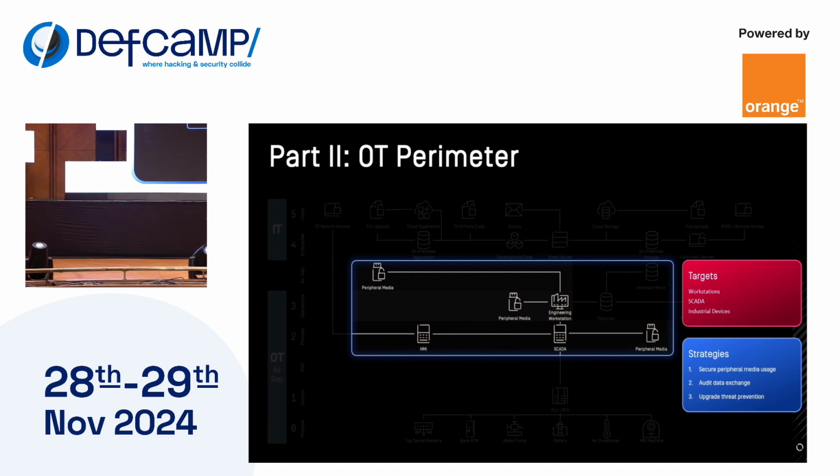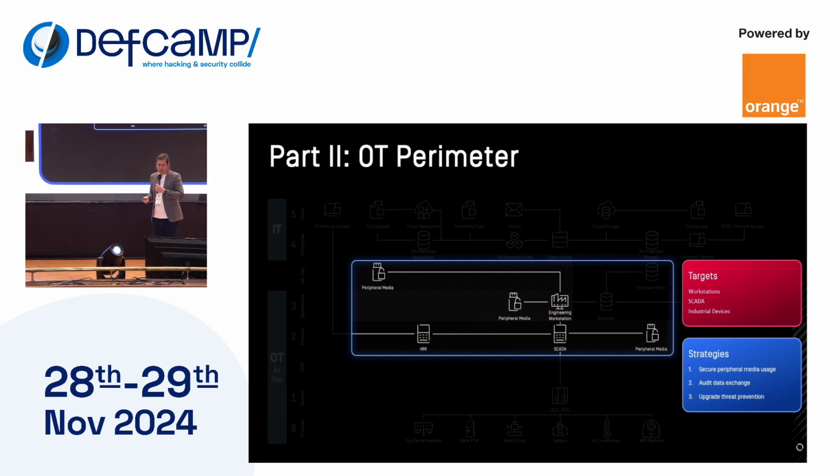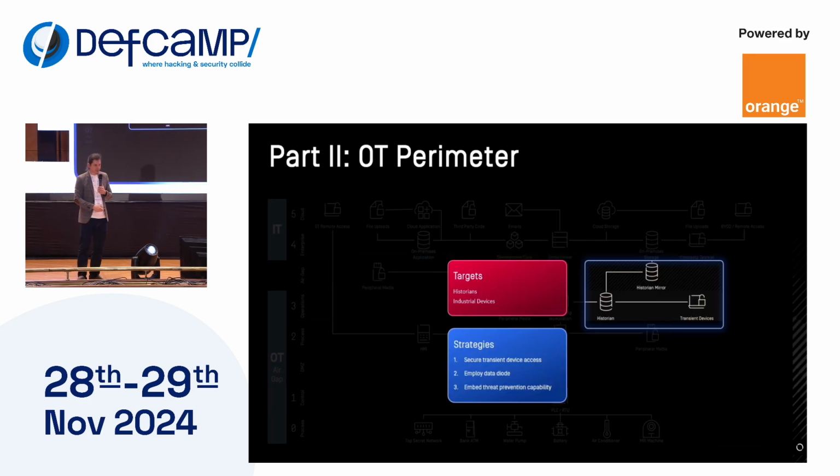You have to audit the data exchange. Like I said, there's a lot of data moving back and forth. You have to be able to audit that. And you have to be able to upgrade the threat prevention there, right? We see more and more attacks targeting critical infrastructure. Just adding a firewall is not going to do the job, right? OT network operators would have to step up their cybersecurity in using purpose-built OT cybersecurity solutions.